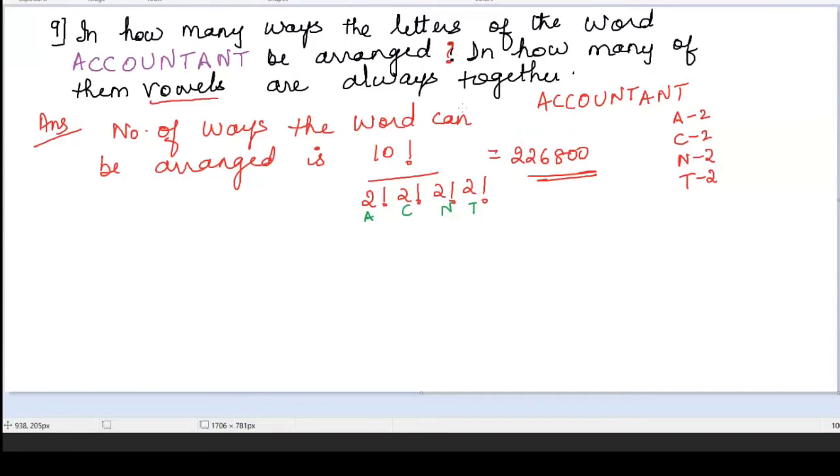But first let me check how many vowels are there. How many vowels are there in this? A is a vowel. Okay, so 1, 2, 3, 4 vowels? Yes? Okay, so let us do the second one now.